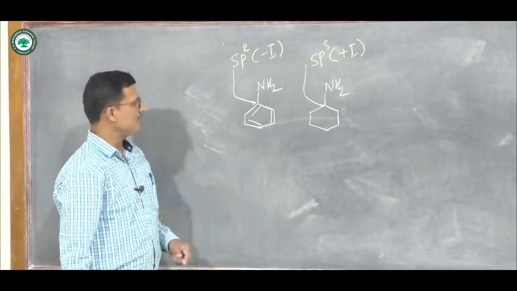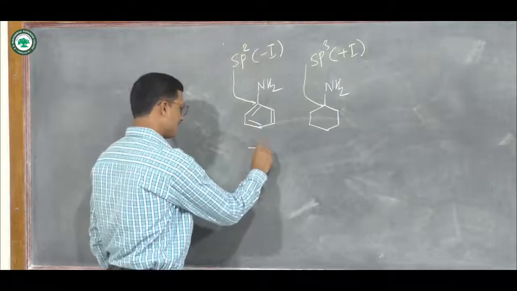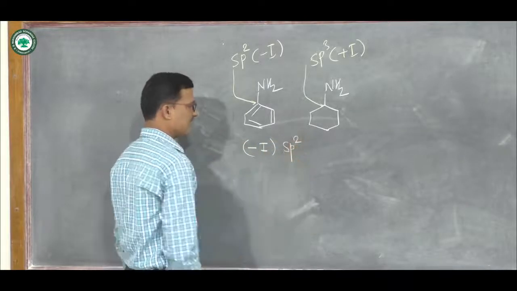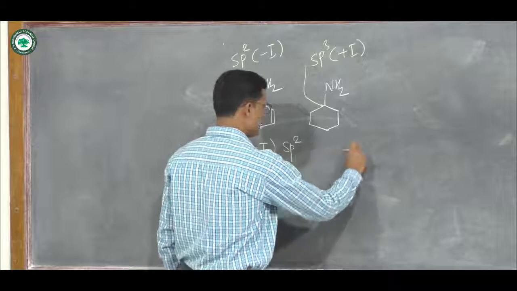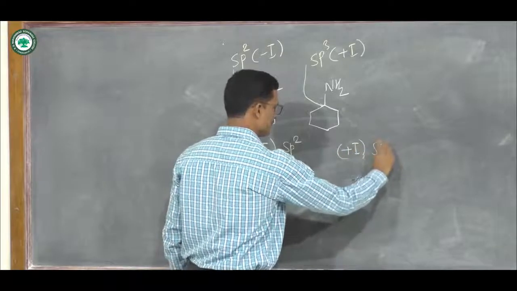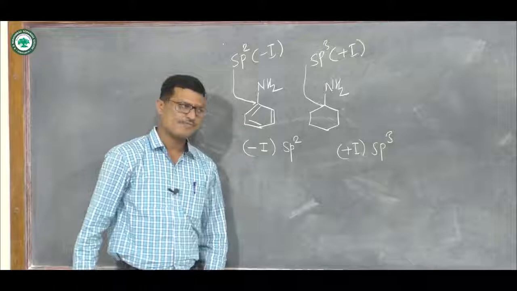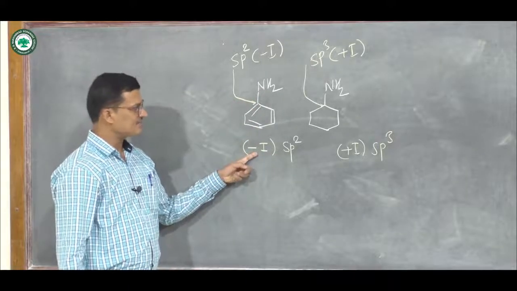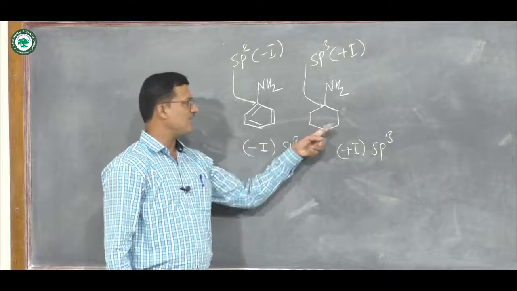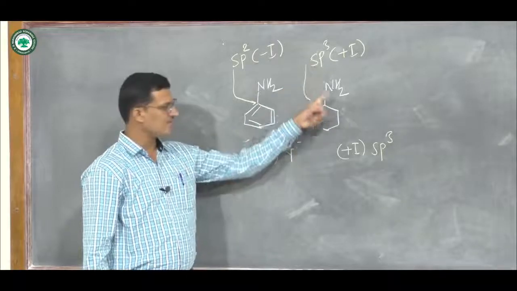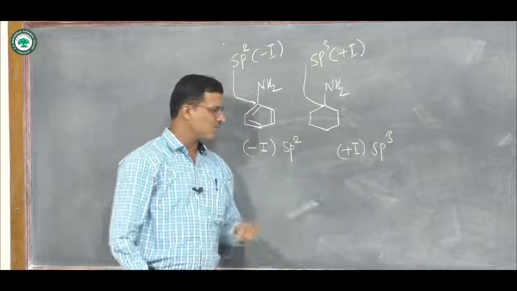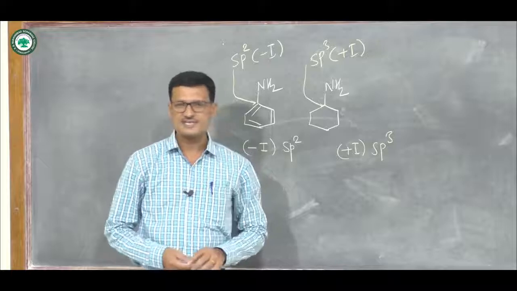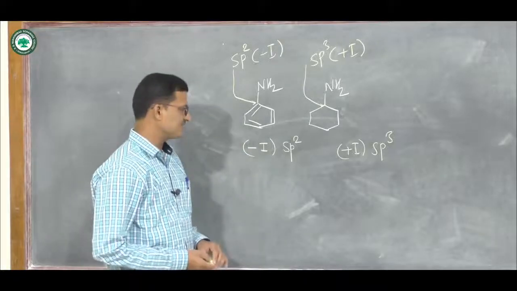In this case we remember, in aniline there is a minus I effect due to sp2 carbon, but in cyclohexylamine there is a plus I effect due to sp3 carbon. So the NH2 group is attached to the sp2 carbon, it gives the minus I effect. In the second case, in cyclohexylamine, the NH2 group is attached to the sp3 carbon, it gives the plus I effect. So we know when the plus I effect is there, the base strength is increased, when the minus I effect is there, the base strength is decreased. This is the first reason.